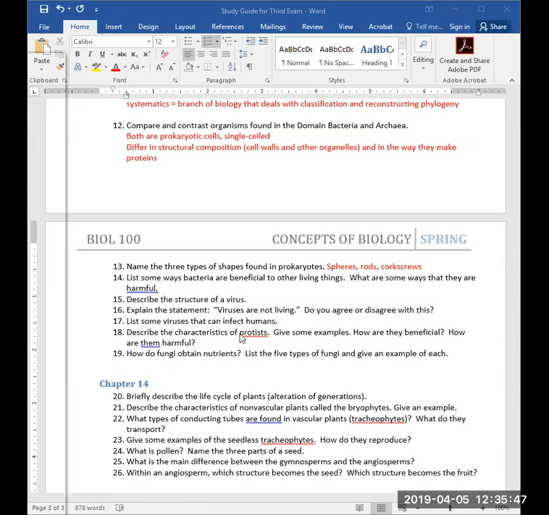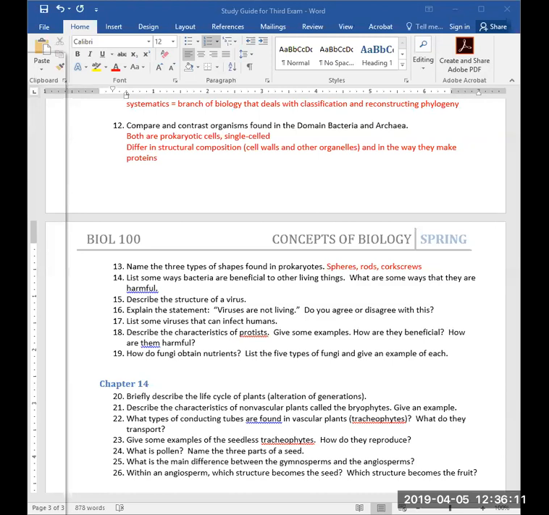So viruses, I'm not going to fill it all in. Viruses are very simple in structure. They do have genetic material, so they have RNA or sometimes DNA, depending on the virus, and it's just surrounded by a protein coat. But it can't reproduce on its own. Okay, it needs a host cell.